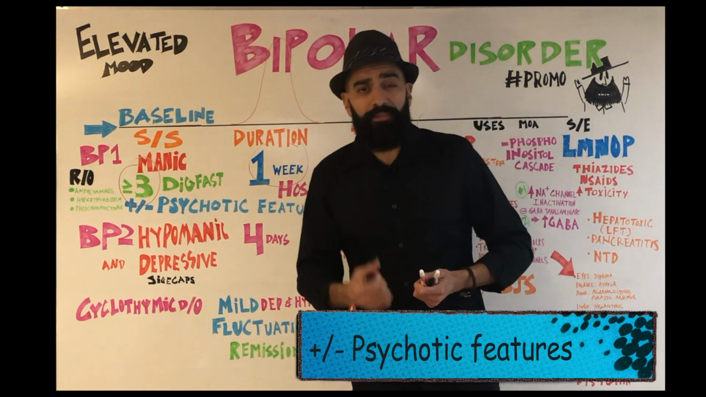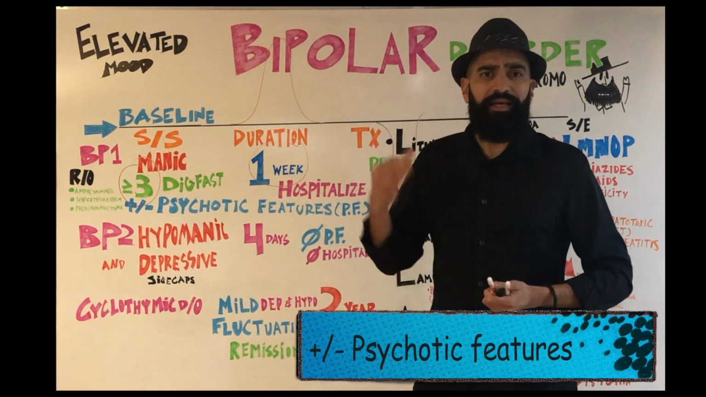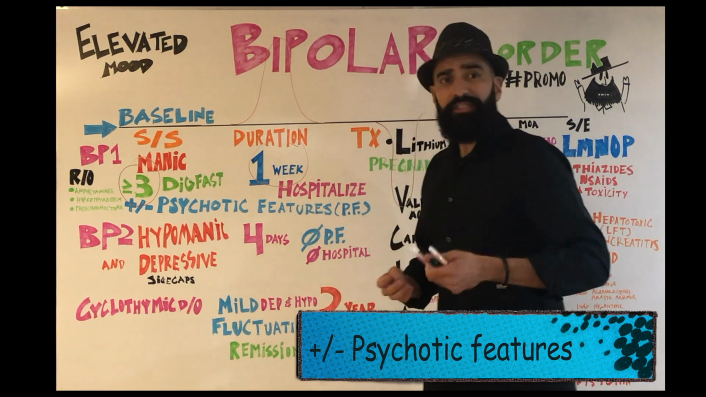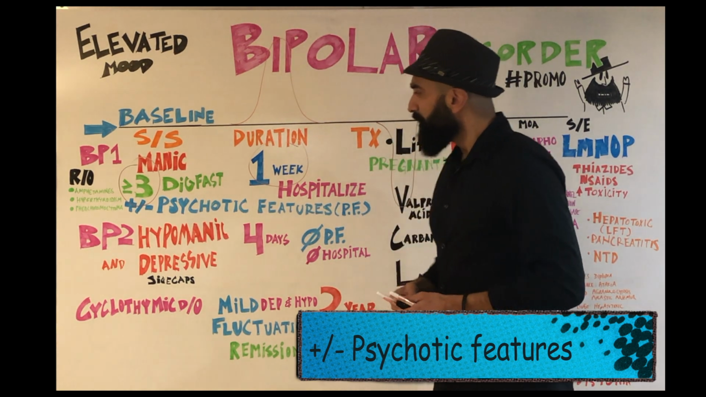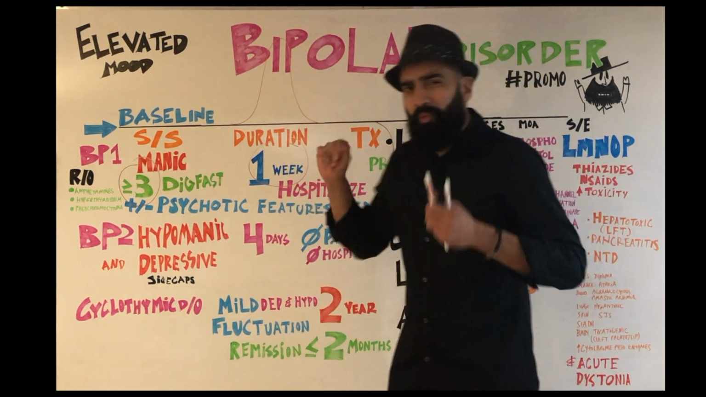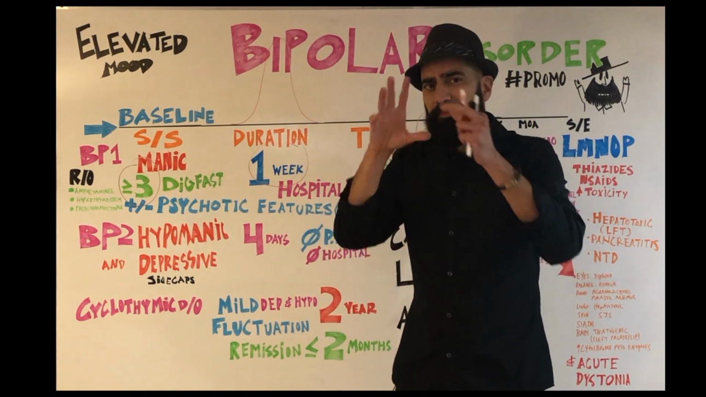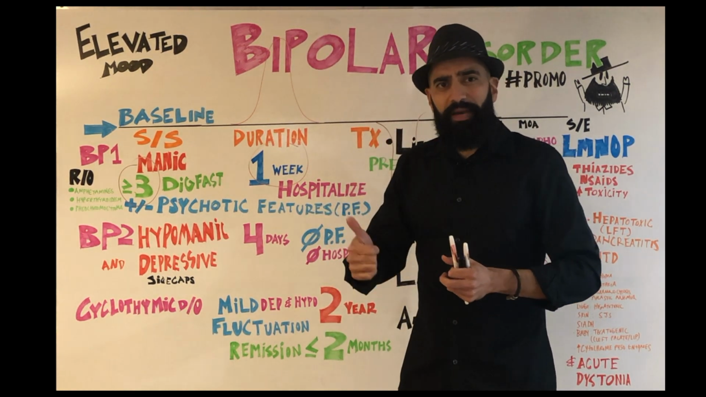Some psychotic features could be hallucinations, delusions, illusions, and disorganized behavior and thoughts, that kind of stuff, okay? So we said 1 week, at least 3 symptoms from the DIG FAST category. That is called a manic episode.